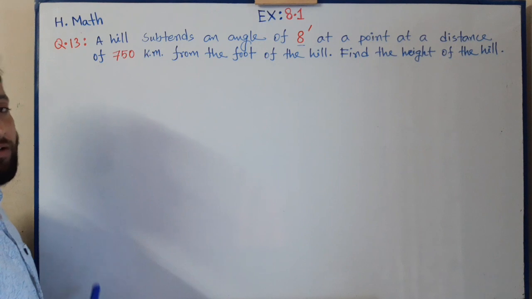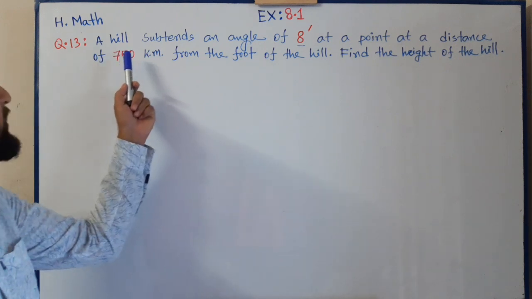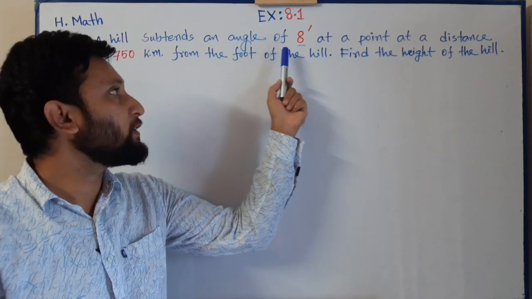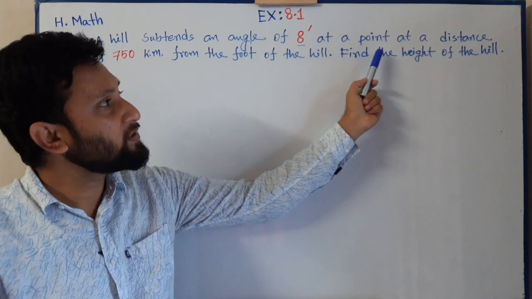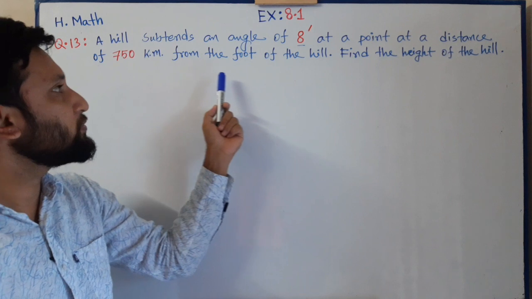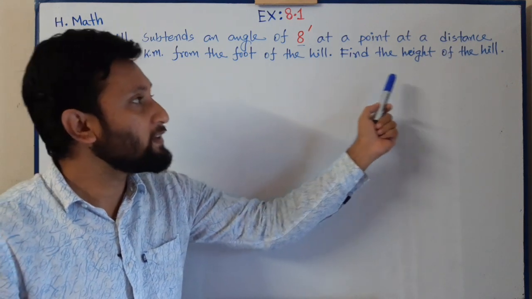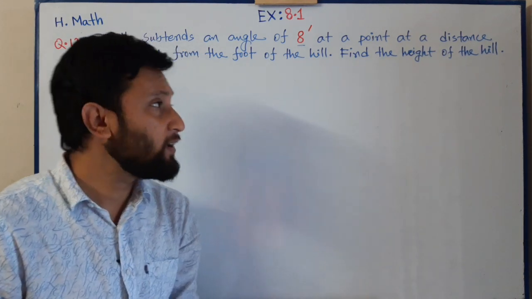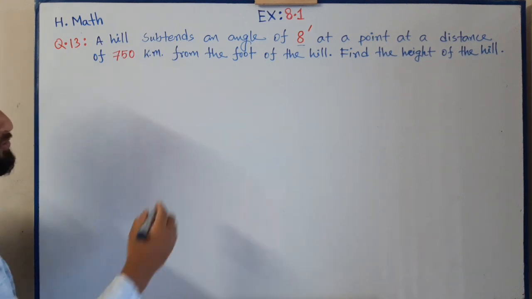Question 13. The question is: a hill subtends an angle of 8 minutes at a point at a distance of 750 km from the foot of the hill. Find the height of the hill. So follow the solution process.